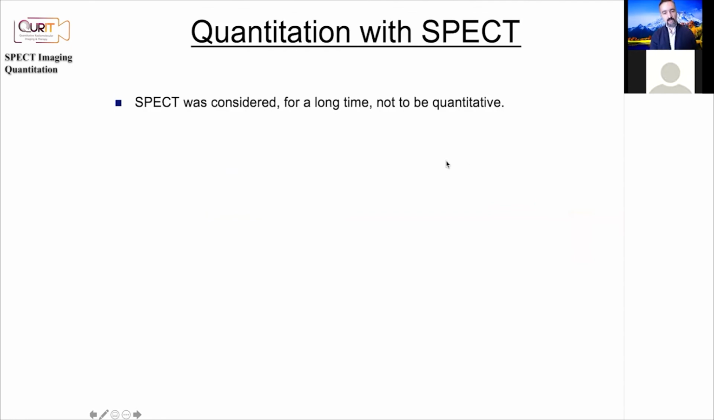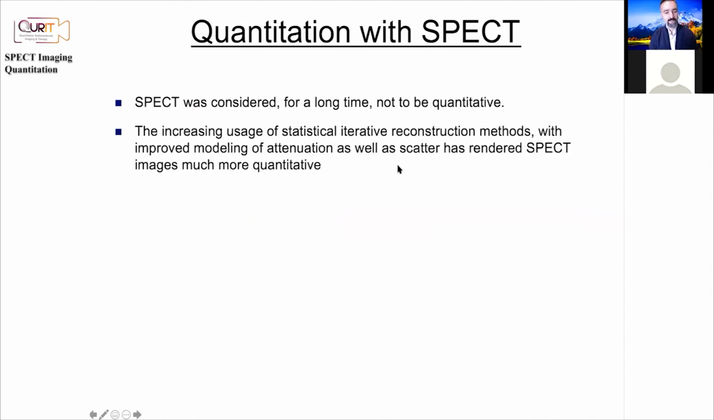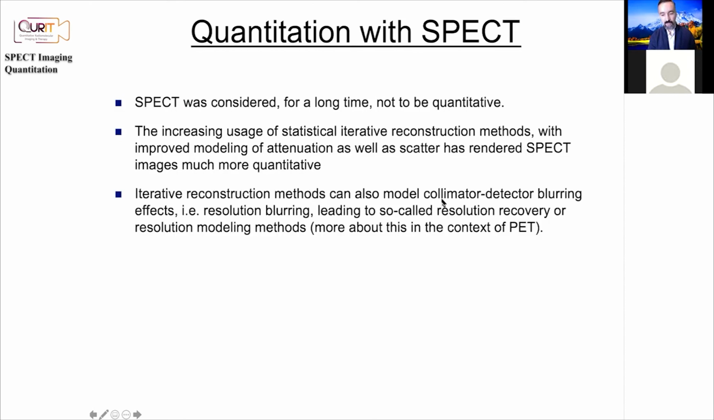And so this is my concluding slide. SPECT was considered for a long time not to be quantitative. The increasing usage of statistical iterative recon with improved modeling of attenuation and scatter has made SPECT much more quantitative. Iterative recon methods can also model the collimator detector blurring effects, so-called resolution blurring, that leads to so-called resolution recovery methods or resolution modeling methods. We're going to talk about this later, especially for PET.